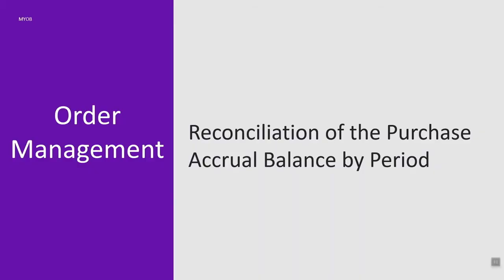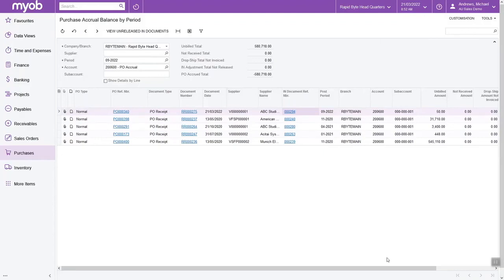This version has introduced a new screen in the system to help accountants reconcile between the GL and the purchase orders module more easily. The screen is called Purchase Accrual Balance by Period. On this screen, users will be able to review the PO accrual balances that are outstanding for a period. The screen lists documents where there are amounts that have been posted to the PO accrual account. The most common example would be purchase receipts, where the receipts have been released, but the AP bills have not been released. This screen only lists documents that originate from the purchase order module.